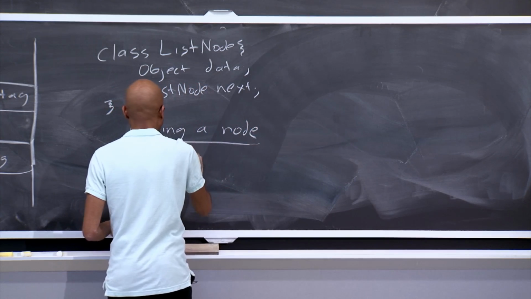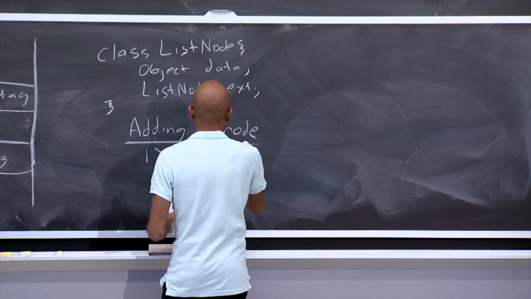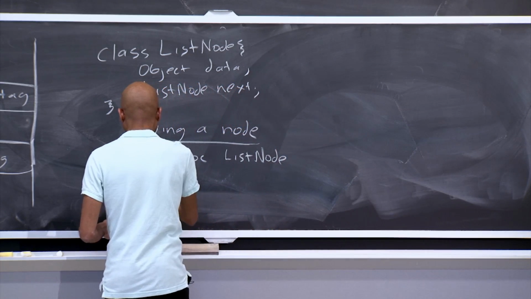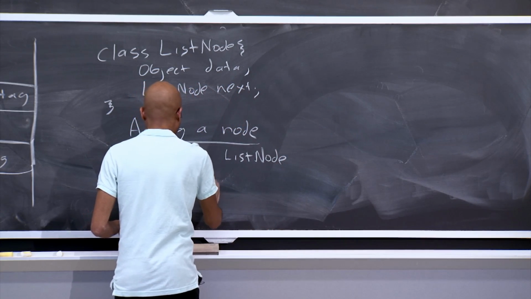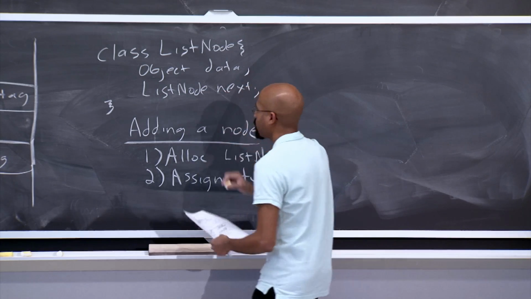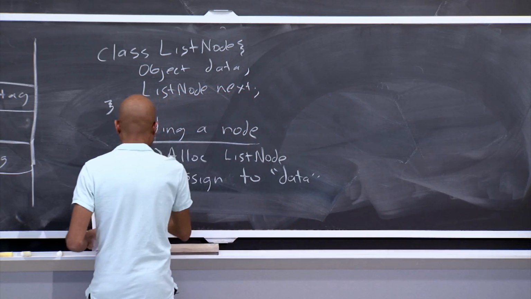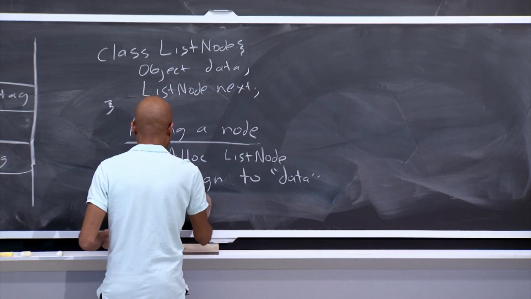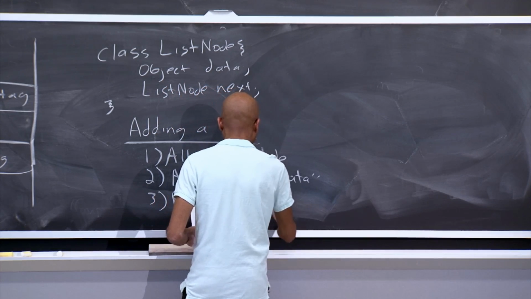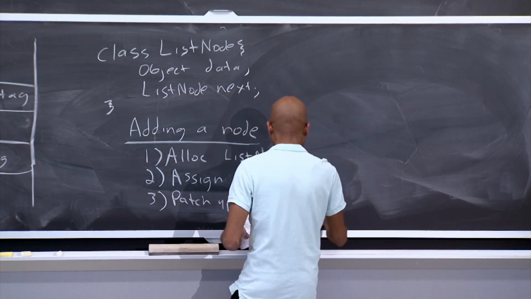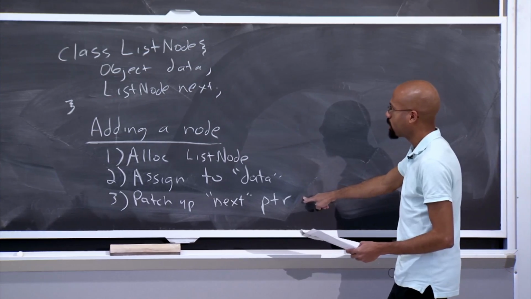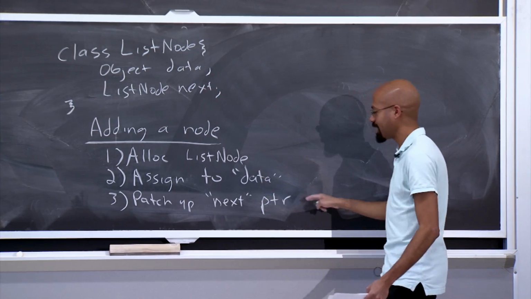So the first thing you do is you allocate a new list node to contain this new data that you want to add. And then the second thing you do is that you assign to the data field of this new node. And then the third thing that you do is you do some type of patch up of the next pointers to actually splice the node into the list. And so what's interesting is that this step here doesn't actually involve the data field at all, right? You're just looking at these next values, right?